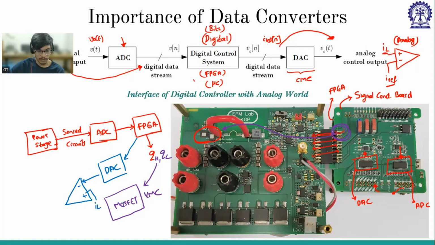So this is for voltage mode control and this is for current mode control. But the setup is the same. Our code in the controller will change, but our entire setup is the same. Why is DAC required only in the case of CMC and not in VMC?